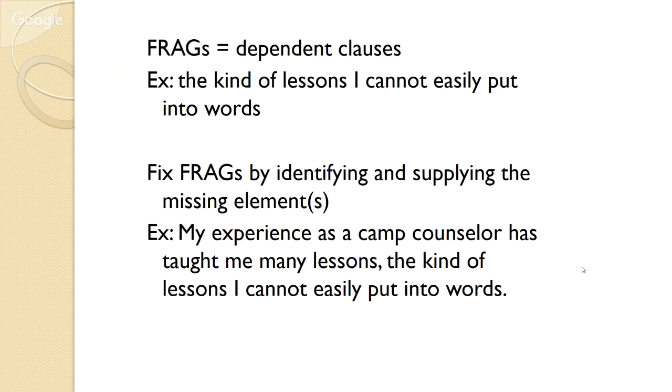So you would combine it, you would create a complex sentence by using a comma. Or technically, you could use a conjunction as well. So my experience as a camp counselor has taught me many lessons, the kind of lessons I cannot easily put into words. There you go. That's a complex sentence because it combines the independent clause with the dependent one, and it uses the comma to do so. So that's an easy way to fix a fragment, is to attach it to the preceding or following sentence.